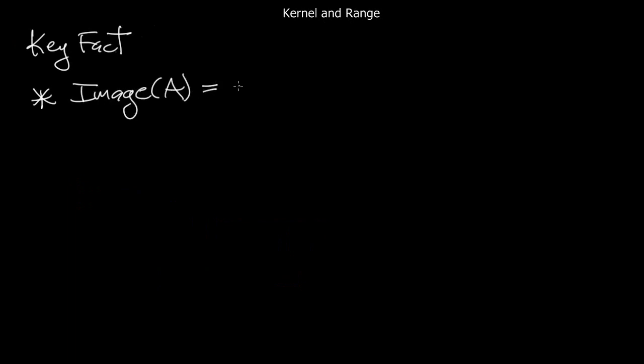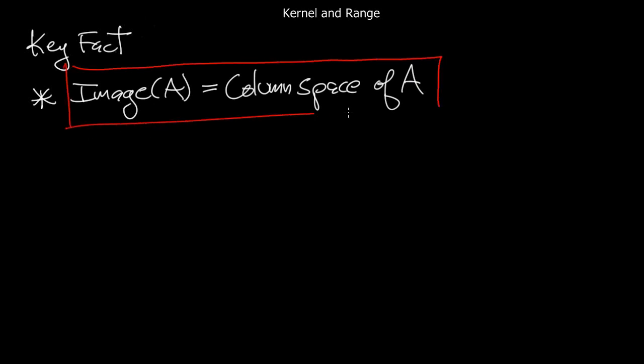Now, here is an important fact about all of this. This concept that I just introduced, the image of A, turns out to be exactly the same thing as the column space. So it's not really anything new. The image of A is exactly the same thing as the column space of A, that is to say, these are the same subspace of Rm. So why is that? Let's just illustrate it with an example.